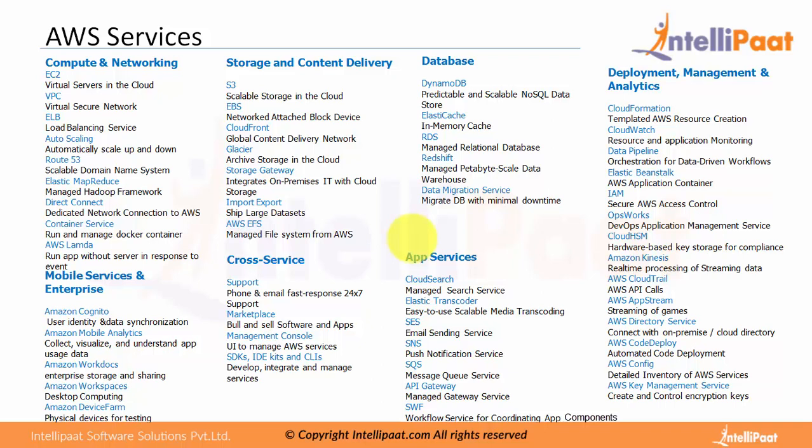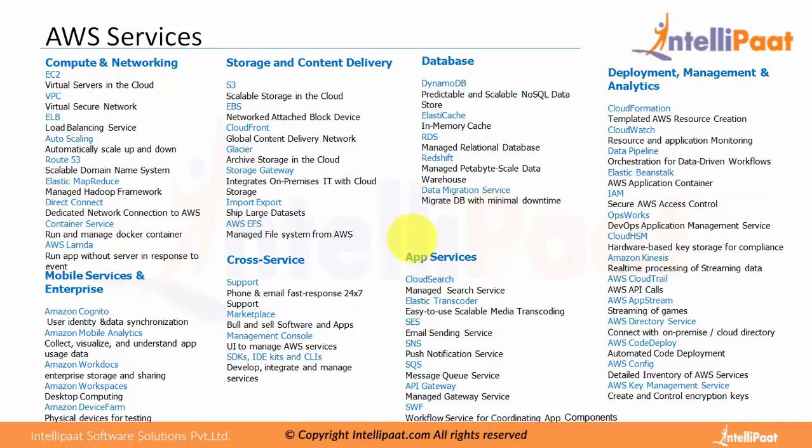Amazon OpsWorks is Amazon's own DevOps offering. How do you manage the DevOps? That's what you would be managing here. Amazon CloudHSM is a cloud hardware security module, which is a key generation tool for hardware-based key storage for compliance requirements.